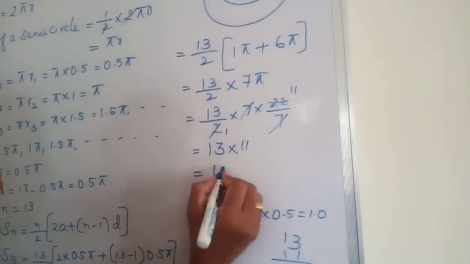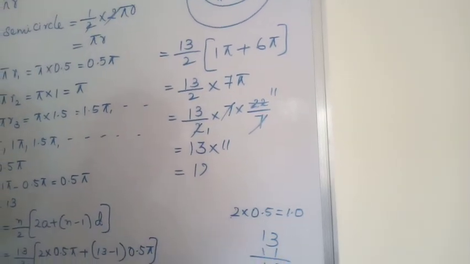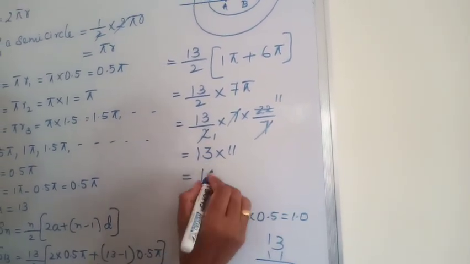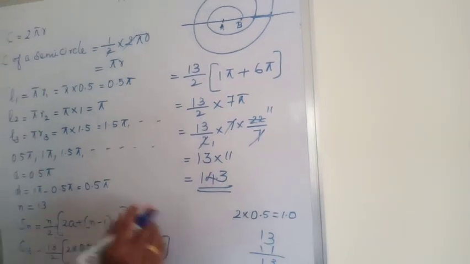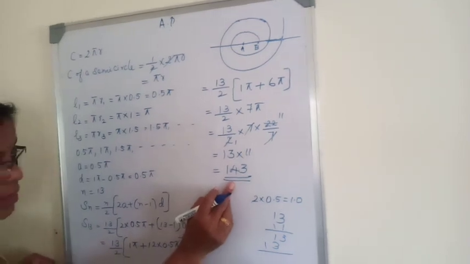123. Sorry, 143. So what is the total length of the spiral? It is 143 centimeters.